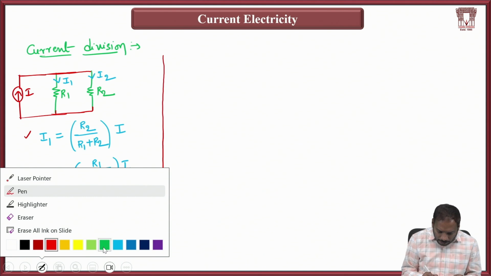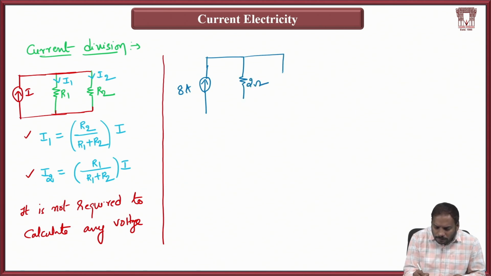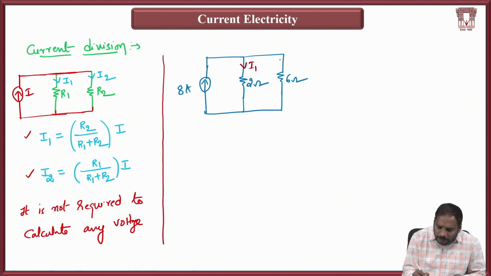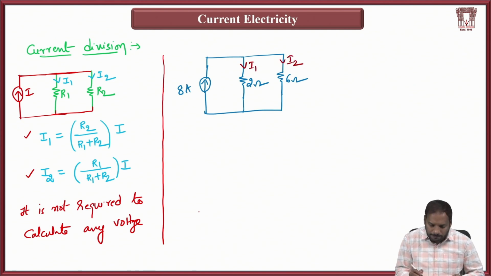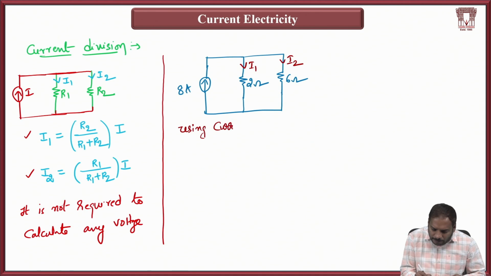So I'll go ahead now by taking a small practical example for your convenience. Let us consider a current source which always produces 8 amperes, and this is a 2 ohm and this is a 6 ohm resistor connected in parallel. Now I'll calculate the value of I1 and I2 using the current division principle.